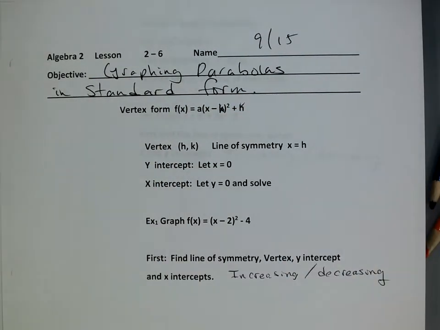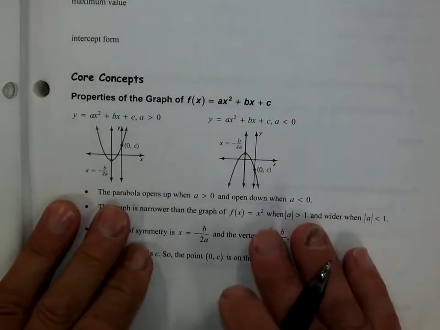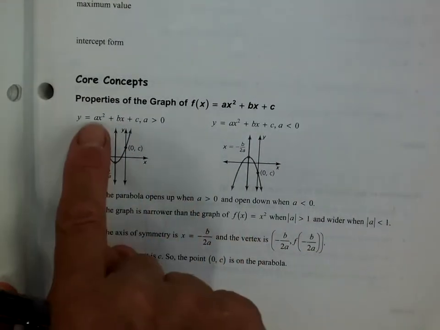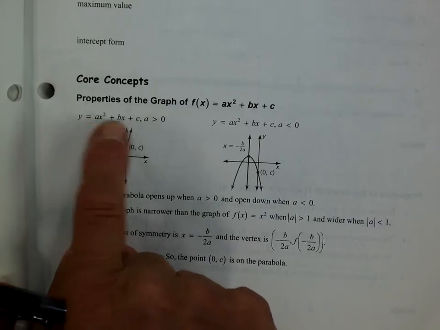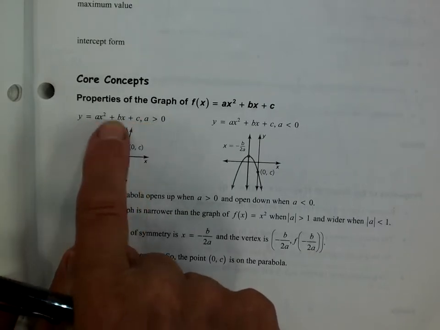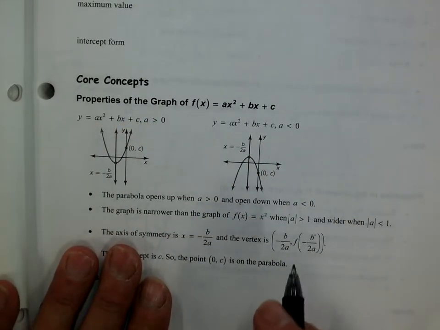Now, while you're writing that down, take a look at your journal. I'm going to go to page 51, and on my fourth period Zoom, we're going to go over this. The standard form is ax squared plus bx plus c, where a, b, and c are just regular old numbers.